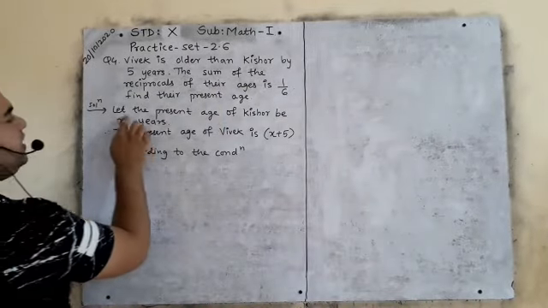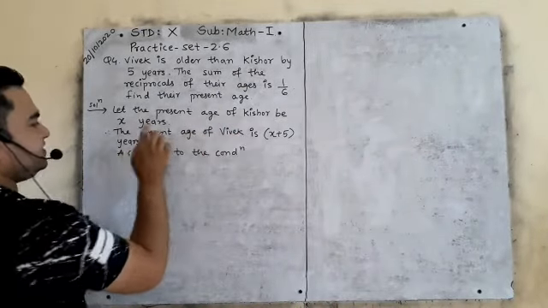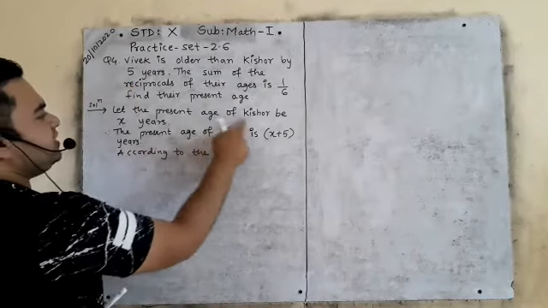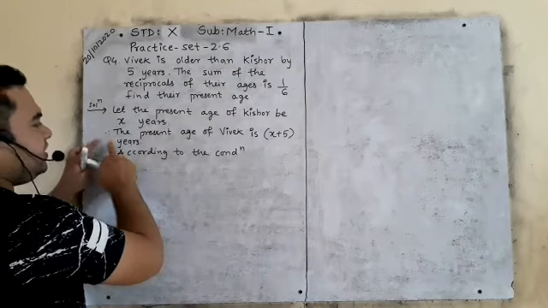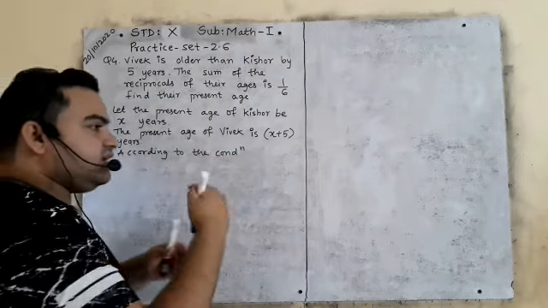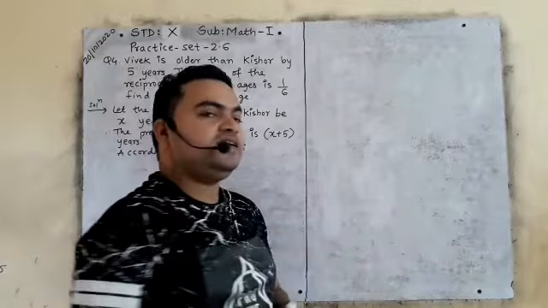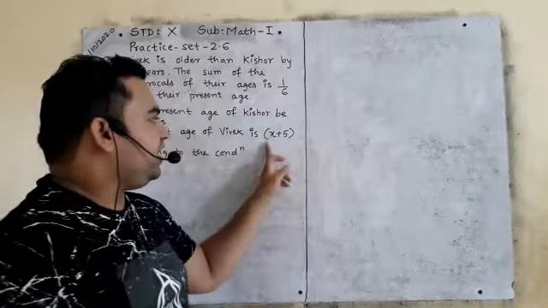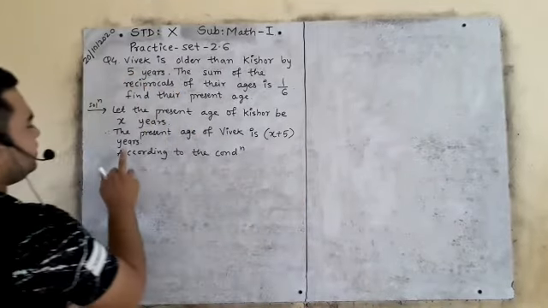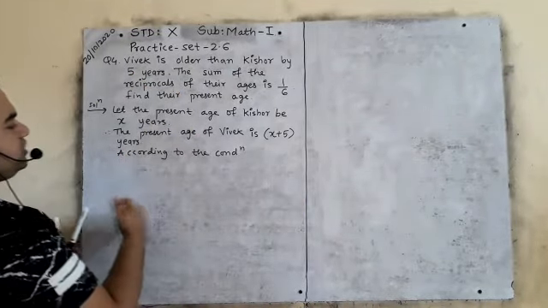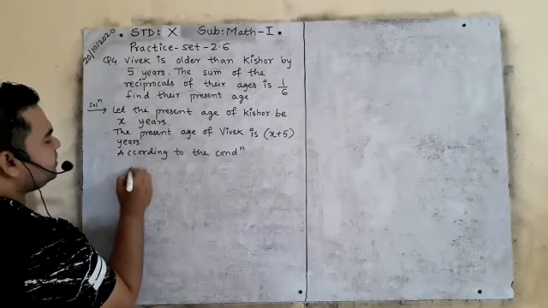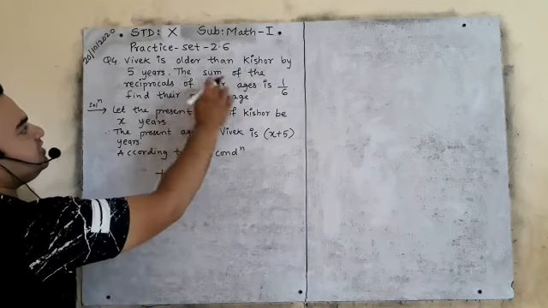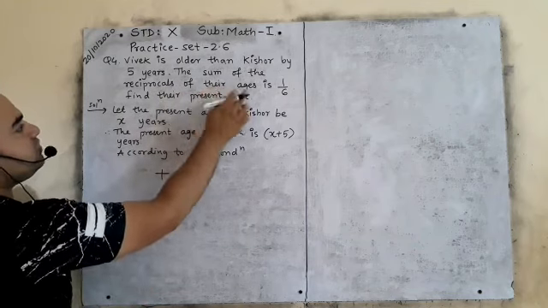Let the present age of Kishore be x years. We don't know the age of Kishore, so that's why we consider it x years. Therefore the present age of Vivek is x plus 5, since Vivek is 5 years older than Kishore. According to the condition, the sum, which means addition, of the reciprocals of their ages.